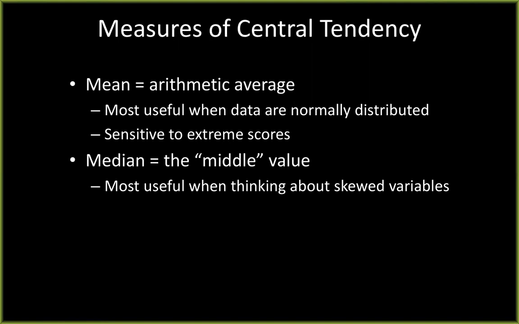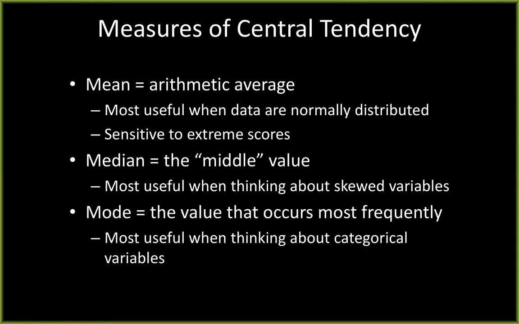Median is the middle value. That can be really useful when we're thinking about skewed variables to give us a sense of where the middle of that distribution of all of the scores is. And then the mode is the one that occurs most frequently. So we often think about the mode in both skewed data sets with continuous variables and also with categorical variables. So that can help us to really understand.